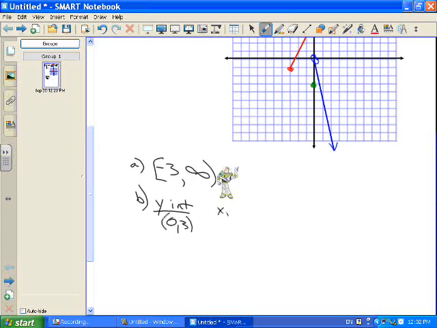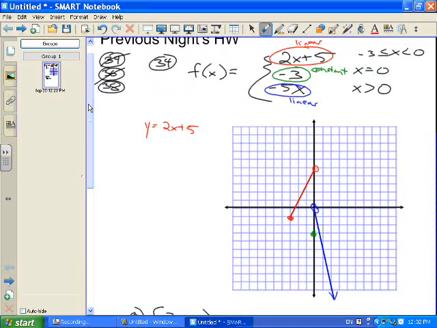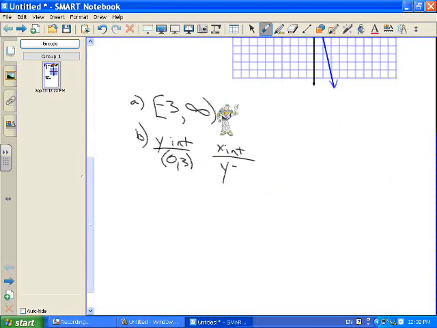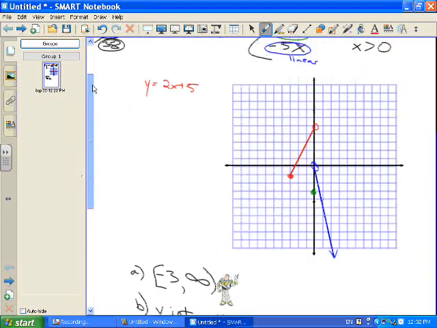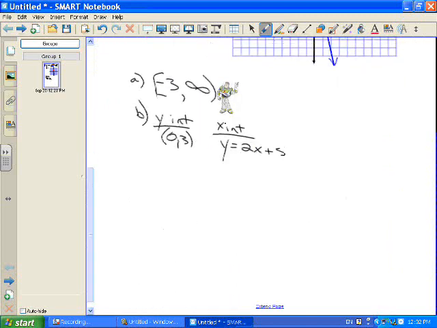All right, x-intercepts, we got to work a little bit. Which one am I looking at? Red, blue, or green? Red. So that's the one I want to pull down here. All right, and then how do you find x-intercept? Let y equals 0. So 0 equals 2x plus 5. Subtract 5 from both sides. We get negative 5 equals 2x. Divide both sides by 2. X is negative 5 over 2, which is negative 2.5.